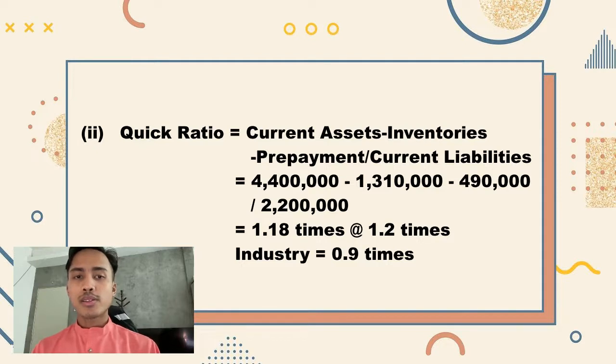So it goes to 4,400,000 minus 1,310,000 minus 490,000 divided by 2,200,000. So the answer is 1.18 or 1.2 times. The industry average is 0.9 times.